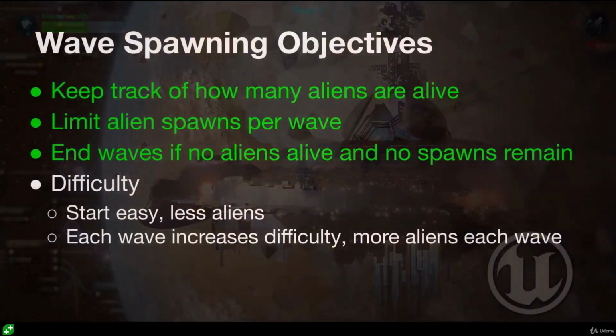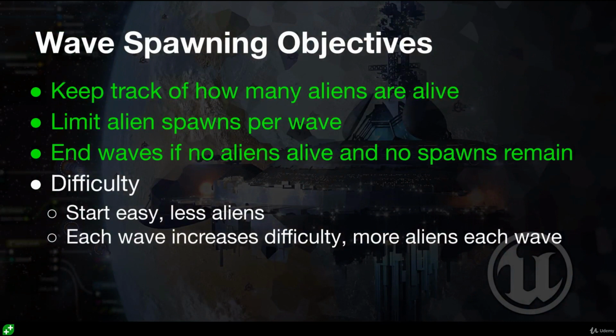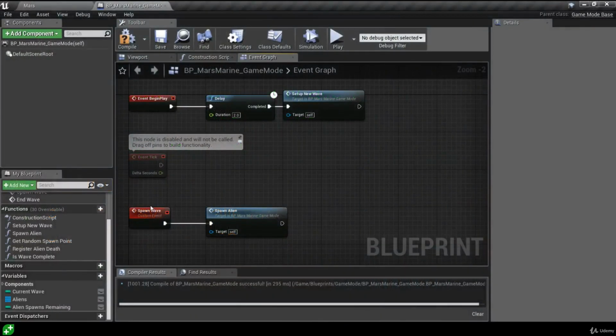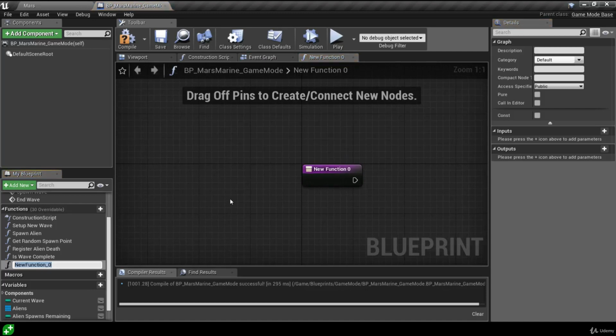Awesome, so we're really close to having our AI wave spawning complete. Our next step is to add a difficulty feature. We want to make it so each wave spawns more and more aliens, making it harder for the player to survive as each wave goes on. To do this, we're going to create a new function in our game mode, and we're going to call this increase wave difficulty.